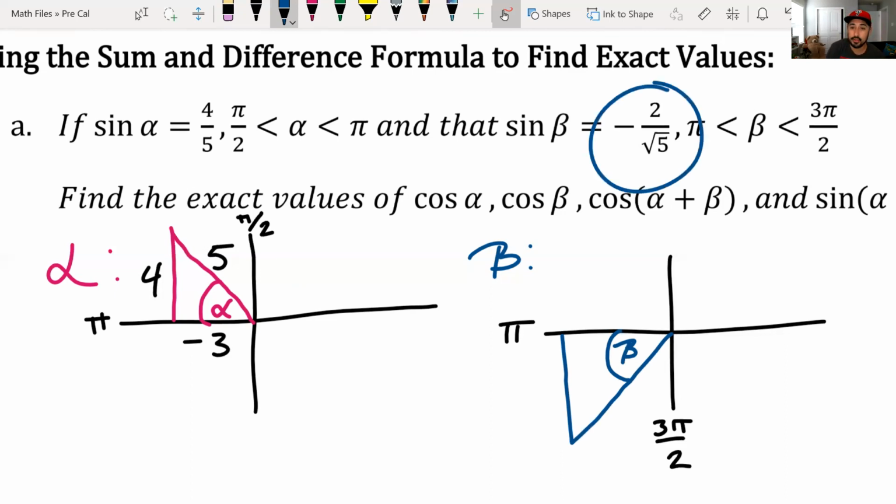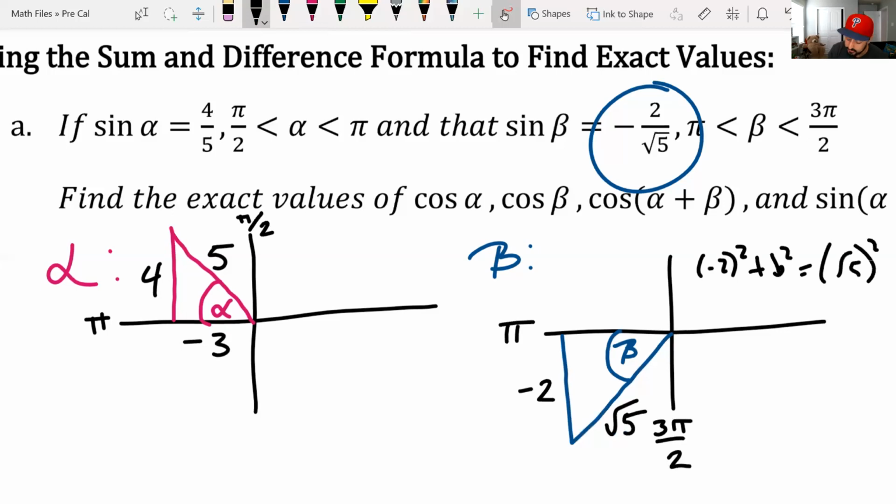Okay. And we're given the ratio for sine beta. Sine is opposite over hypotenuse. So this means that the height of the triangle will be negative 2. The hypotenuse will be the square root of 5. And then by the Pythagorean theorem, negative 2 squared plus b squared equals square root of 5 squared. That's 4 plus b squared equals 5. Move the 4 over, b squared equals 1. So this means that the base is going to be negative 1.